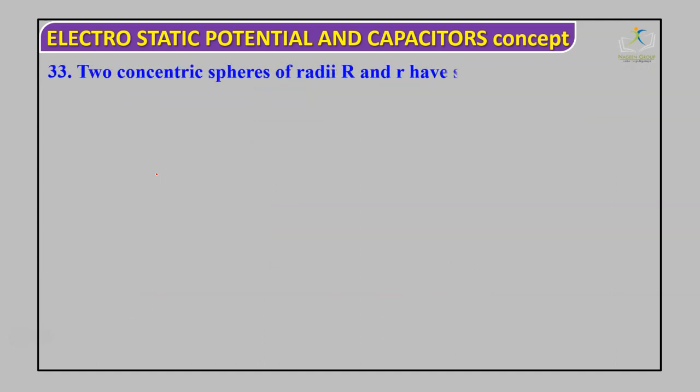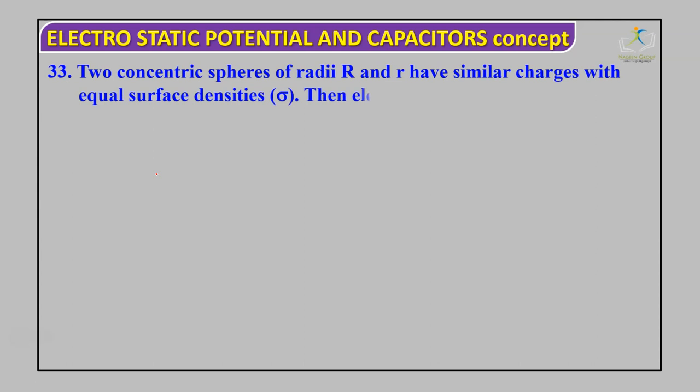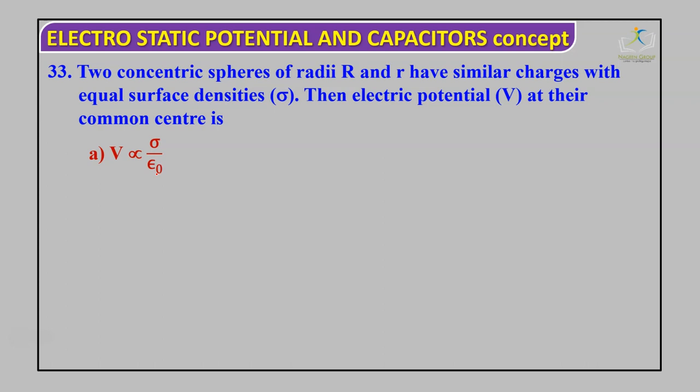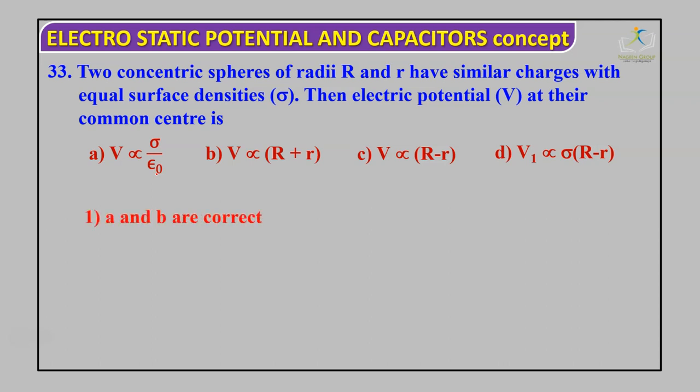Next question we have. Two concentric spheres of radii R and small r have similar charges with equal surface density sigma. The electric potential V at their common center is: V is directly proportional to sigma by epsilon naught; V is directly proportional to R plus r; V is directly proportional to R minus r; and V is proportional to sigma times (R minus r). We have these options.